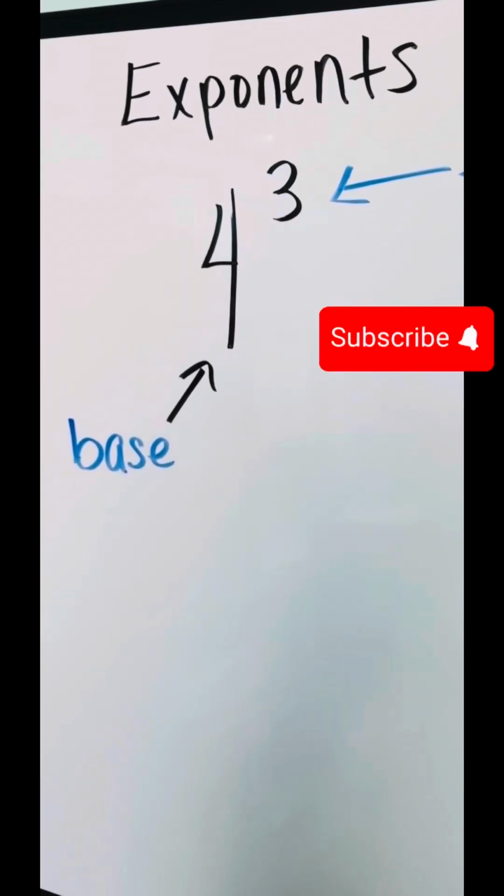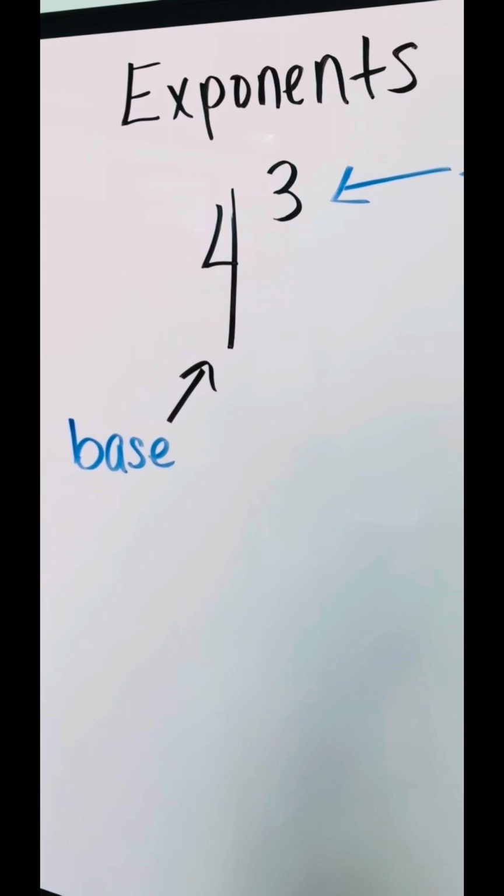So grab your notebooks and let's get into it. An exponent indicates repeated multiplication of a number and is placed at the top right of the number. Below is an example of 4 raised to the power of 3, or 4 to the third power. The number 3 is the exponent and the number 4 is called the base.